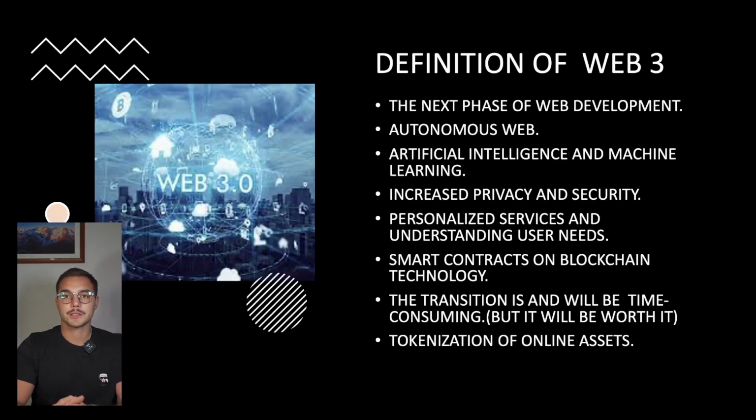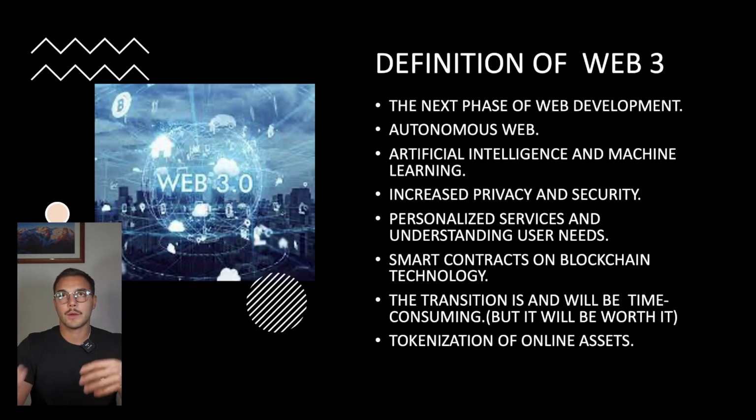Here are some definitions of Web 3. It's the next layer or next phase of web development. It's also called the autonomous web because it will work continuously without our help. It will be powered by machine learning and artificial intelligence, and will also increase privacy and security. On Web 3, there will be personalized services and understanding of user needs.